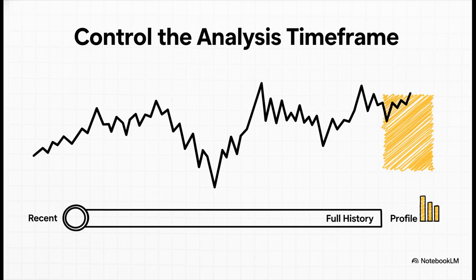Next, you get to control how much of the chart's history it looks at. You can set the look back to a specific number of recent pivots if you want to focus on recent action, or you can just flip on Use Full Chart History to get the whole big picture all the way back.